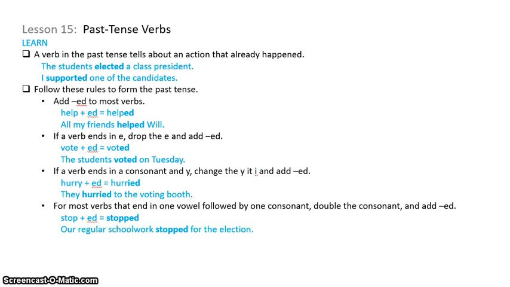So let's look on page 72, and this is lesson 15 over the past tense verbs. It says a verb in the past tense tells about an action that already happened, happened in the past. The students elected a class president. I supported one of the candidates. Okay, follow these rules to form the past tense.